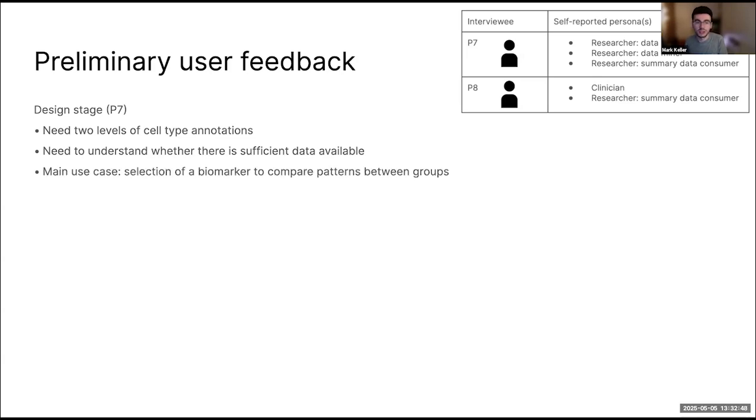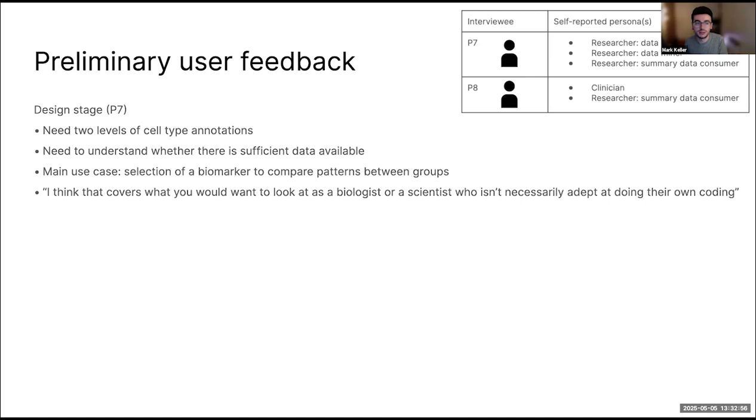And they reported that the main use case they could see for this tool would be to select a biomarker and compare between the groups. And they overall said, I think that covers what you would want to look at as a biologist or a scientist who isn't necessarily adept at doing their own coding. So they noted that for any more complex comparison, they would want to take the data and do that using Python or R or standard bioinformatics tools via code.